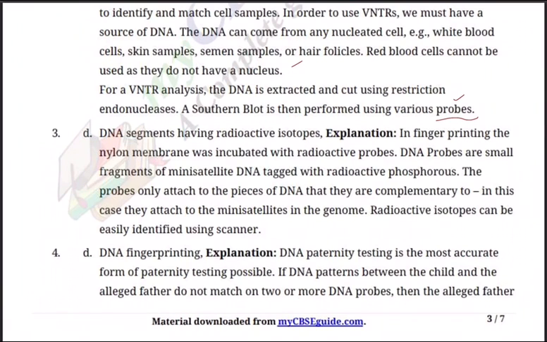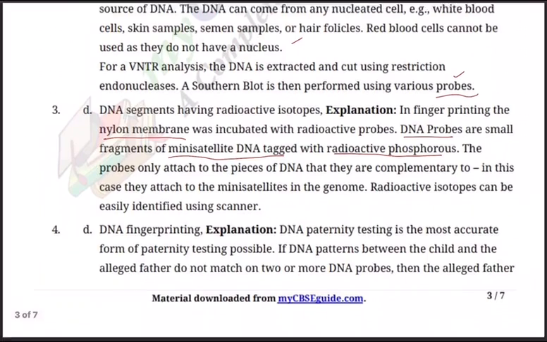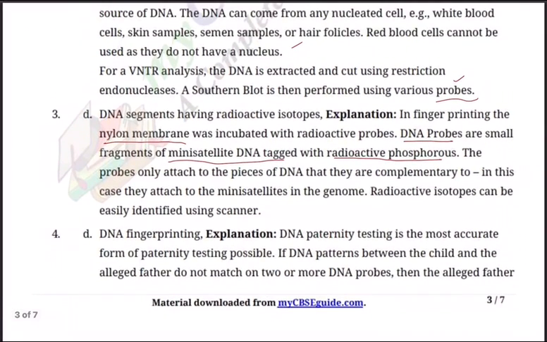Question 3: DNA segments having radioactive isotopes. Explanation: in fingerprinting, the nylon membrane was incubated with radioactive probes. DNA probes are small fragments of minisatellite DNA tagged with radioactive phosphorus. This is the definition of a DNA probe. The probes only attach to the pieces of DNA that they are complementary to. In this case, they attach to the minisatellites in the genome. Radioactive isotopes can be easily identified using a scanner.